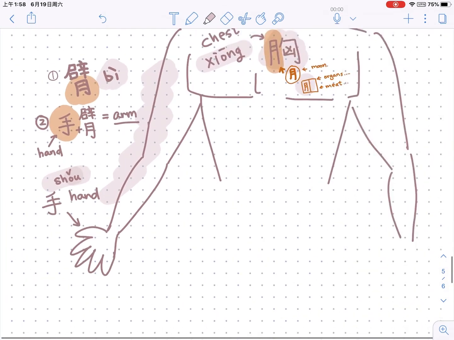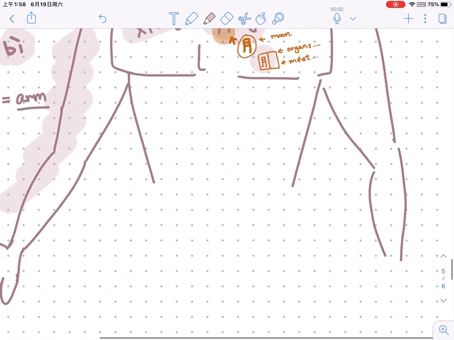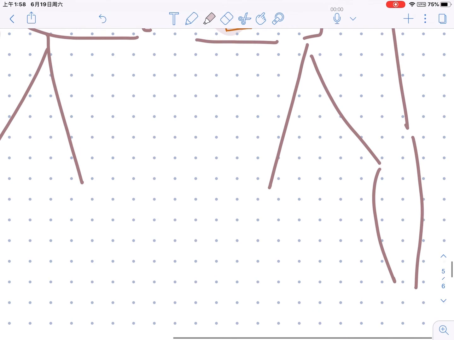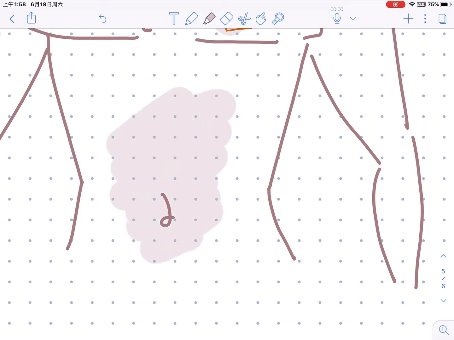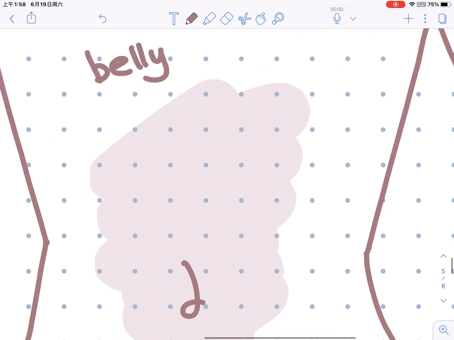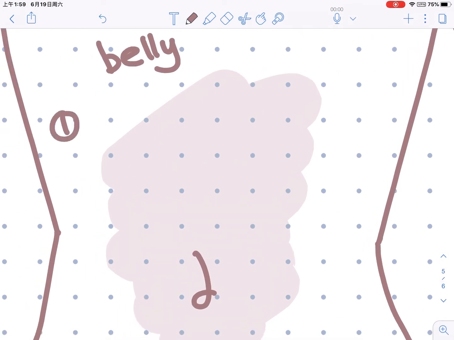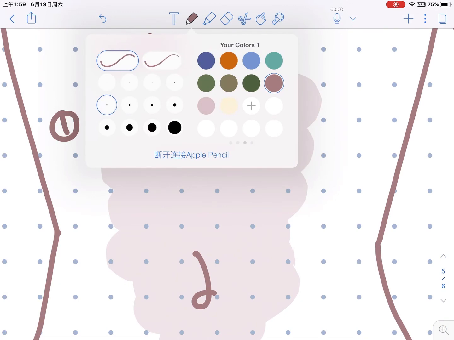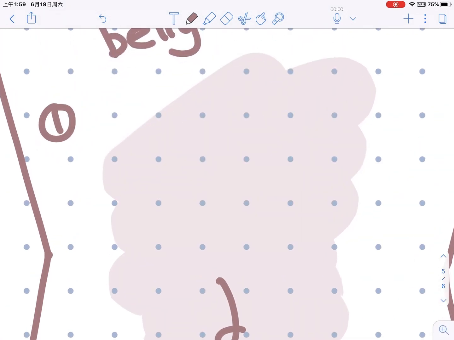Okay. And then we go on to the middle of this guy. Here we have to notice we have two new words. This middle part, in English it is belly. And in Chinese, again, we have two ways to express this part. The first one is 腹. Okay, this word again, it's a little bit hard to write. 腹.